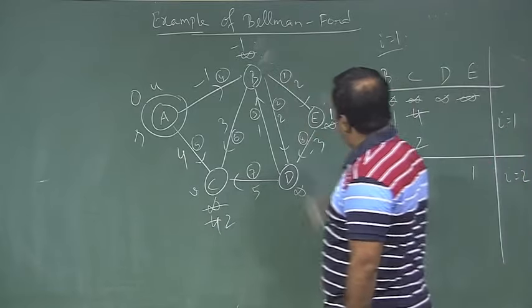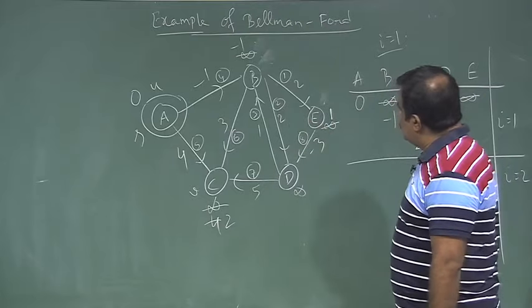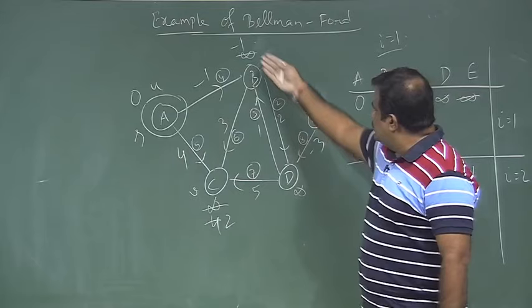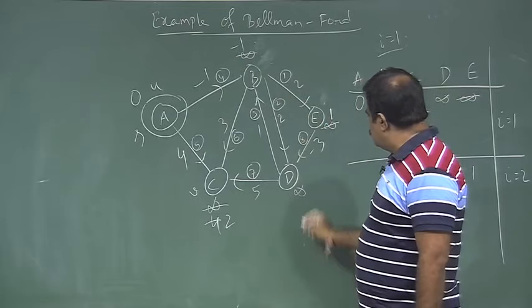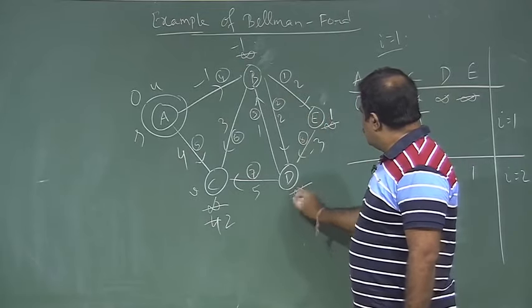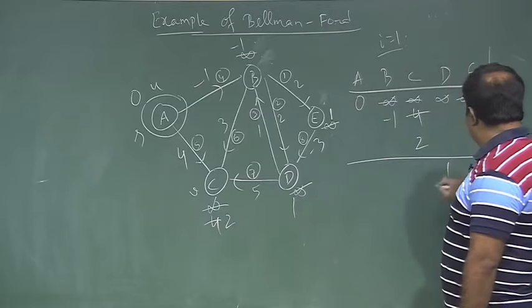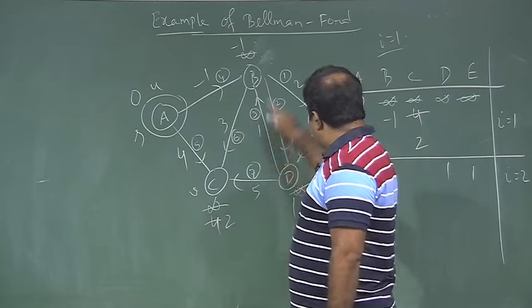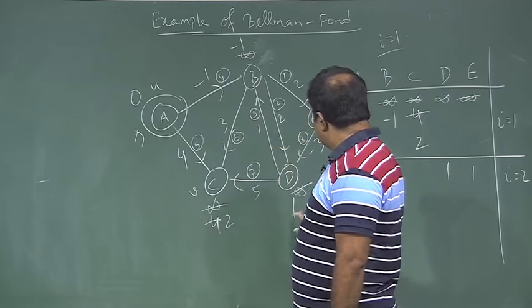Now edge number 2 is this one, this is u, this is v. Again this is minus 1, this is plus 2, so this will again become 1. So D will become 1. Okay, so this is edge number 2. Edge number 3 is this one. So now this is 1.